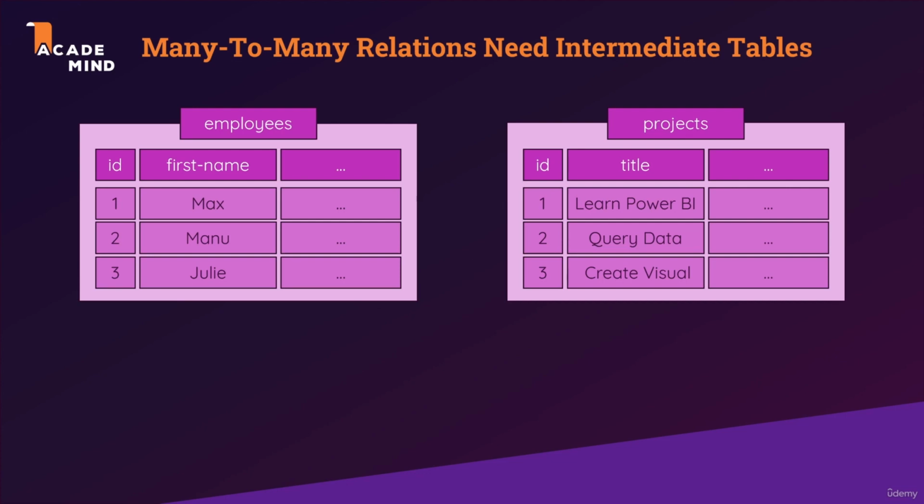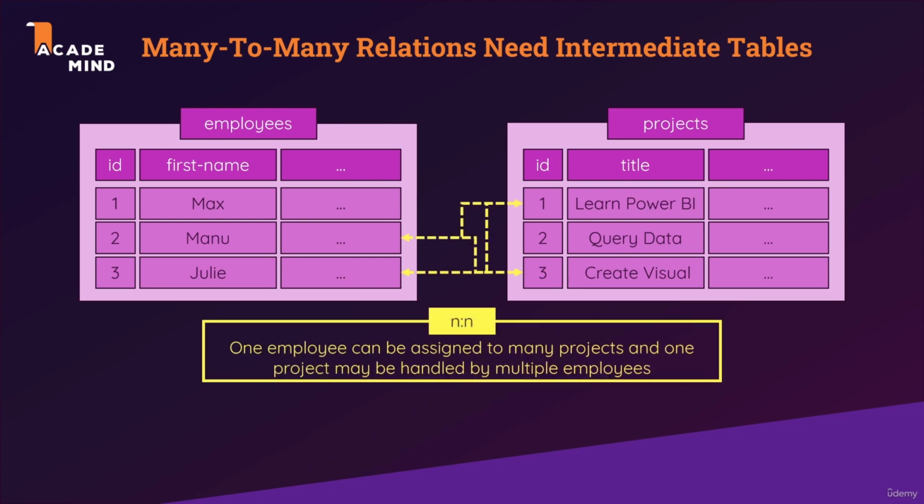Now, again, the assumption here is that we have normalized data. This means each of these tables should contain these unique values, and we are not allowed or able to change this fact. This assumption is important because the idea could be that, well, actually one employee can be assigned to many projects. So for example, the query data project can have two people assigned to it, Max and Julie, for example. But on the other hand, one project, for example, create a visual, might be handled by multiple employees.